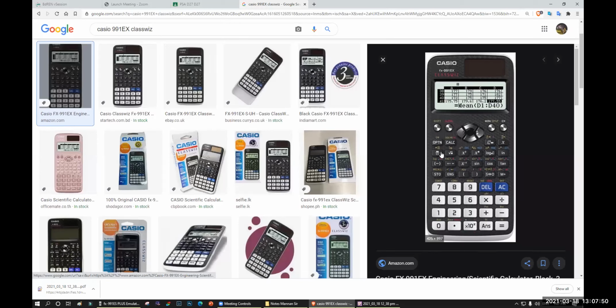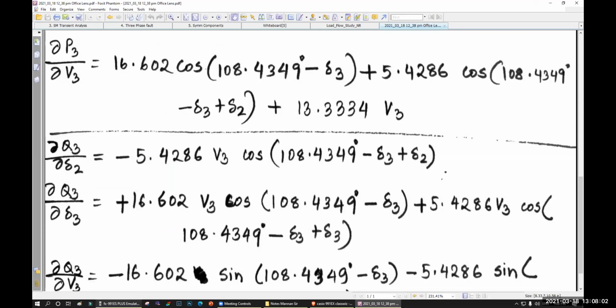If you want to buy a new calculator, if you already have one, don't buy. If you do not have one, buy this one. Okay? If you already have one, do not need. If you want to buy a new one, you can buy one.